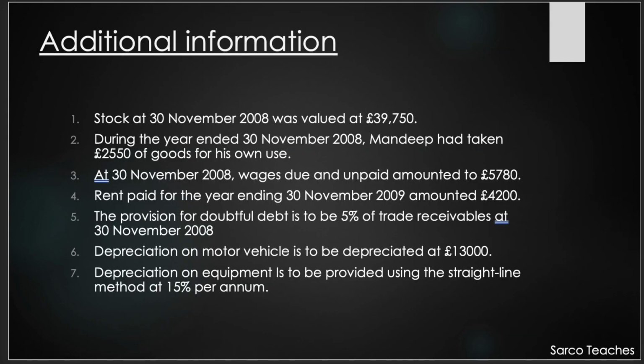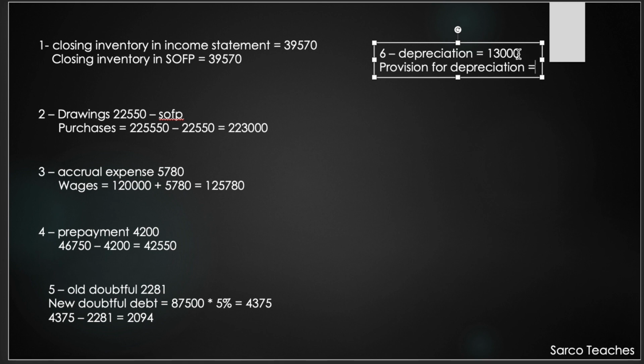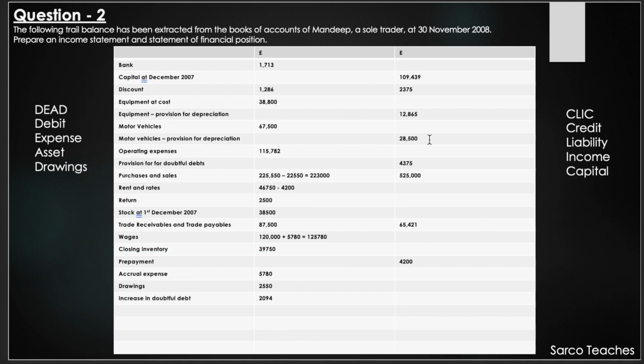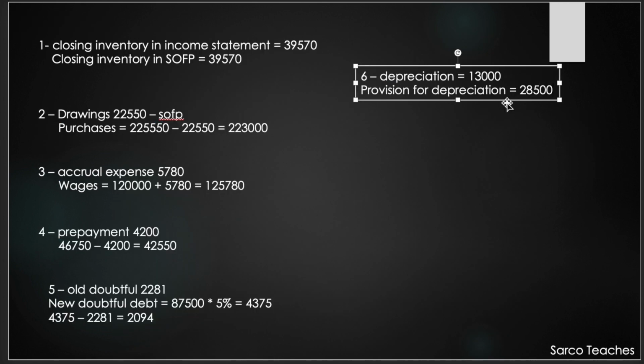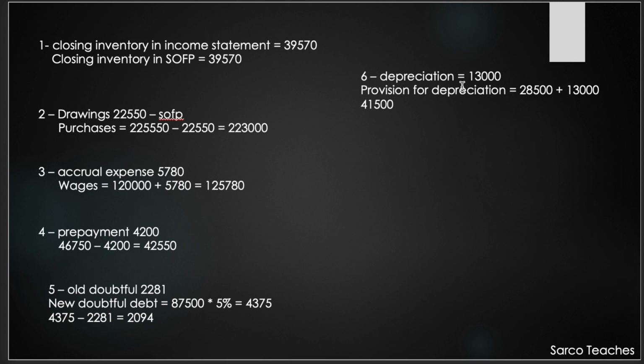Next, depreciation on motor vehicle is to be depreciated at 13,000. This has got to be the easiest adjustment out of all of them. So you go back to our worksheet and we write depreciation equals 13,000. This goes into our income statement because it's an expense. Then we do provision for depreciation, which is our original depreciation of 28,500 plus our new one, 13,000.